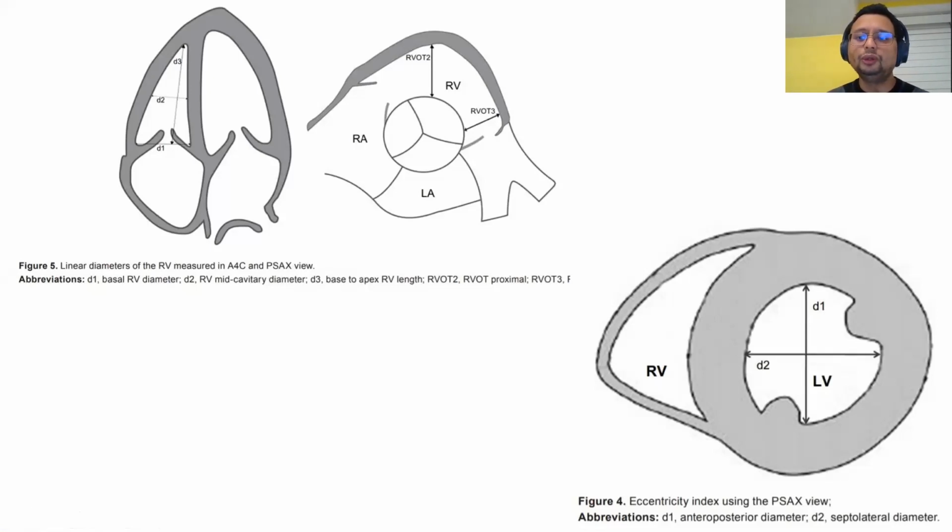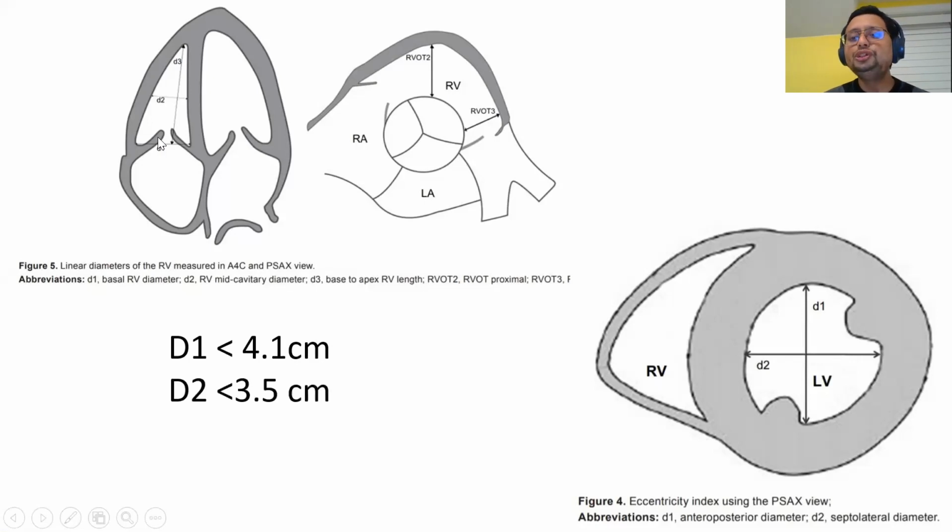This you have to remember when you do echocardiogram, what is considered dilated. Okay, so D1, which is basal dimension, should be less than 4.1 centimeter. All of these are end diastole. D2 should be less than 3.5 centimeter. And D3 should be less than 8.3 centimeter. Okay, you have to remember this.